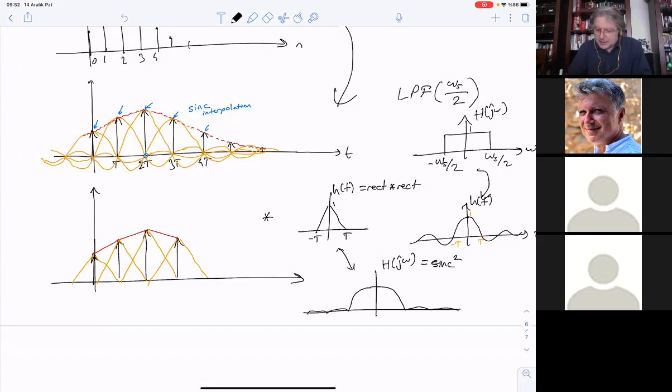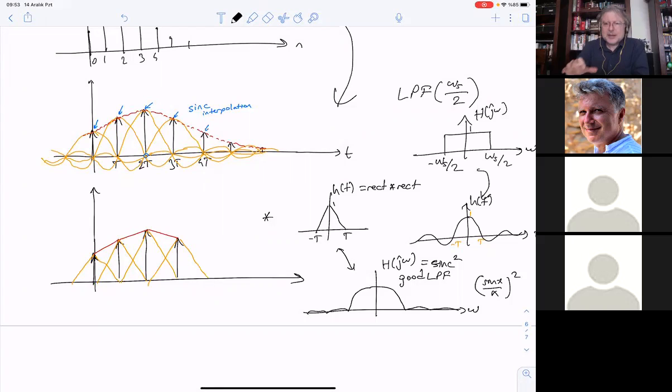It decays faster than sinc. Sinc was sine x over x. Sinc square is the square of it. Sine stays between -1 and 1, so its square is between 0 and 1. But x in the denominator becomes x squared, so the decaying factor will be squared. The denominator will be omega squared. So that's why it decays faster. It's not really a perfect low-pass filter, but it's a good low-pass filter.